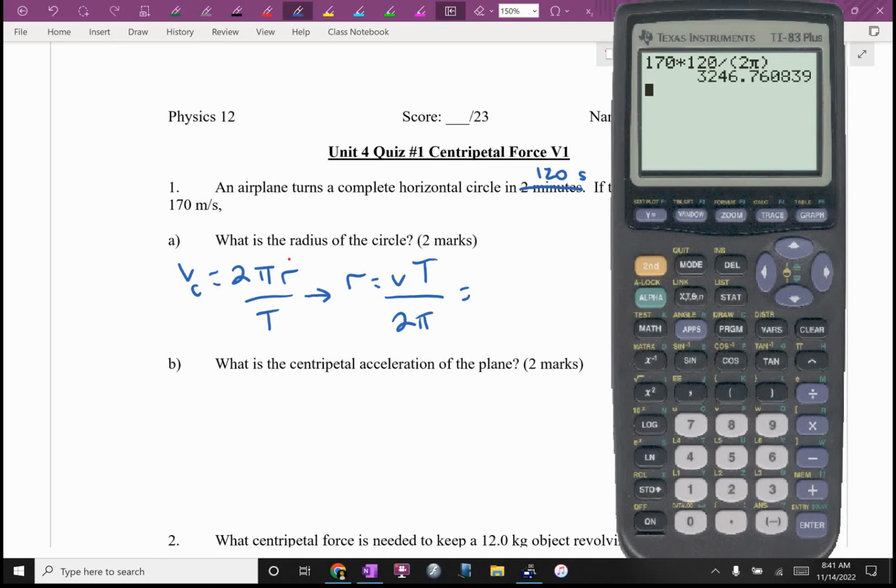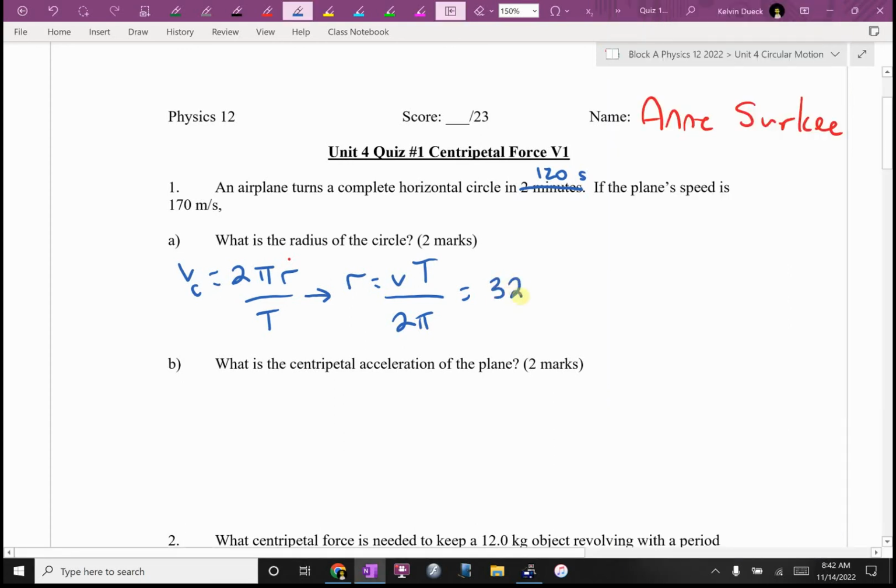Did you all get 3,250? I got a little nervous at first, and no, wait a minute. This is a big airplane doing a circle like a jetliner. Yeah, probably a circle would have a radius of about 3 kilometers. I'm okay with that now that I think about it. So 3,250 meters. I would give you 1 mark if I saw that, half mark for getting the R by itself, half mark for the answer.